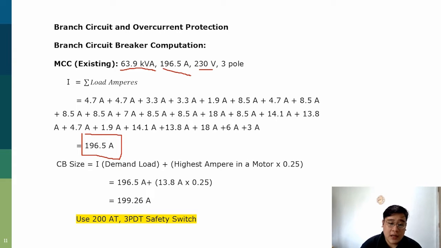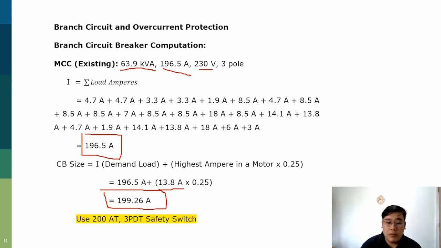So, to get the circuit breaker size, itong I natin, 196.5, plus the highest ampere in a motor multiplied by 0.25. So, ano nga ba yung I natin, 196.5, tapos ang highest ampere in motor natin is 13.8. Tapos kapag minultiply natin sa 0.25, makakakuha tayo ng 199.26 amperes.